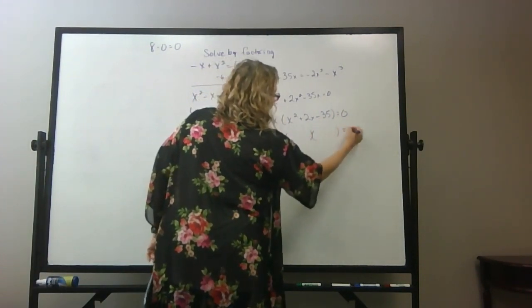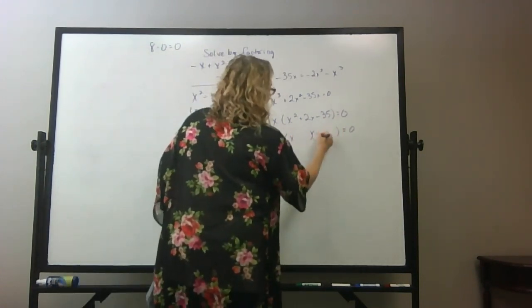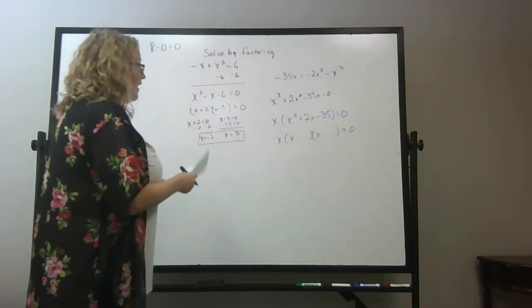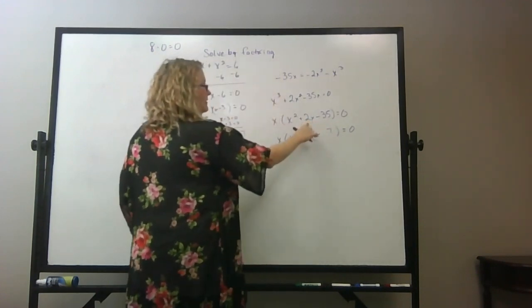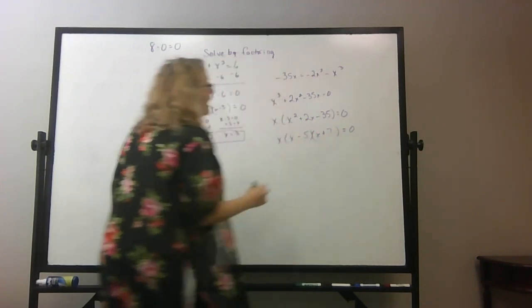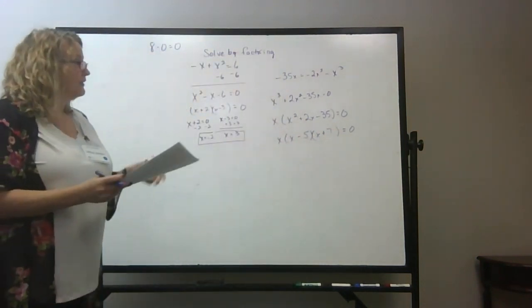Remember to still set it equal to 0. We're going to have the x and the x, and for my 35, we're going to use 7 and 5, right? My middle term is positive, so that means this one needs to be positive, and that needs to be negative. Now we're going to have those 3 different factors.